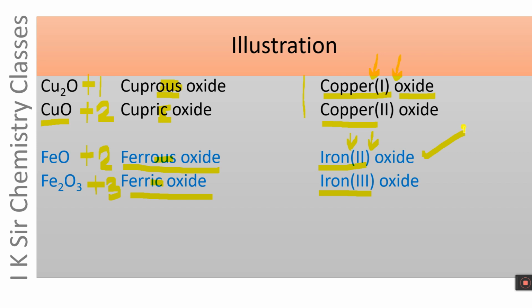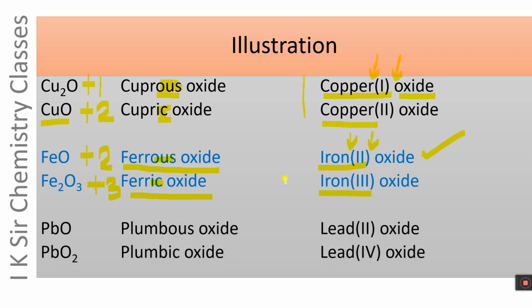Let us see some more examples. Lead forms two oxides, PbO in oxidation state +2 and PbO2 in oxidation state +4. Accordingly, the name of PbO will be plumbous oxide, while that of PbO2 is plumbic oxide, and the IUPAC names are lead(II) oxide and lead(IV) oxide. Very simple.